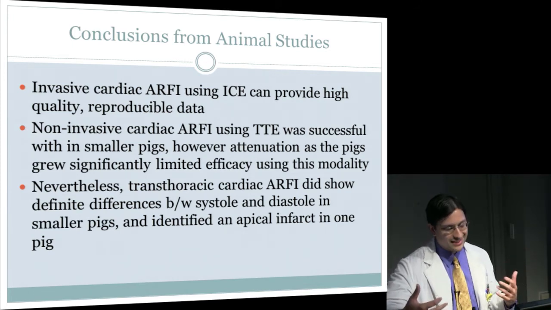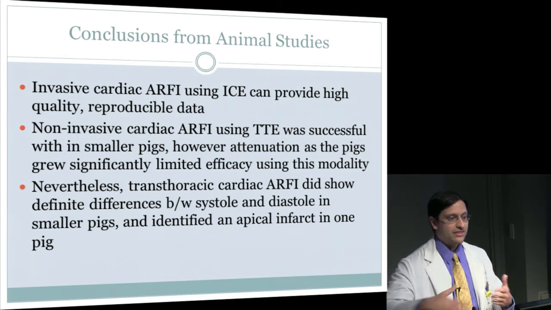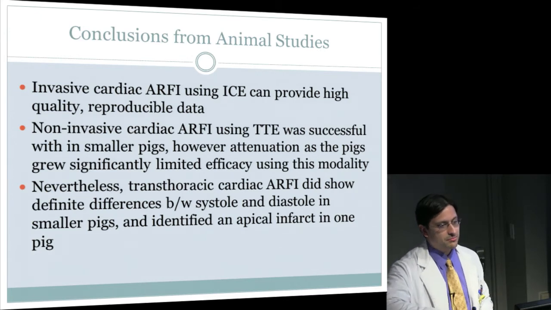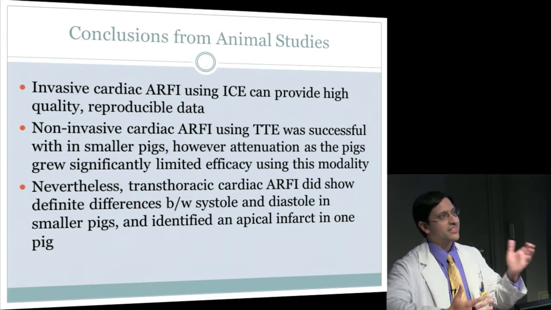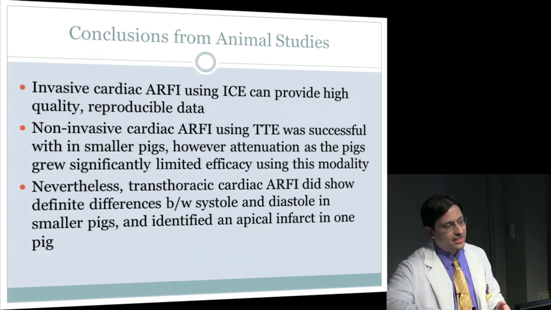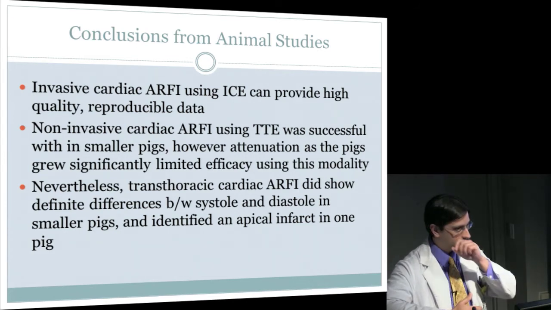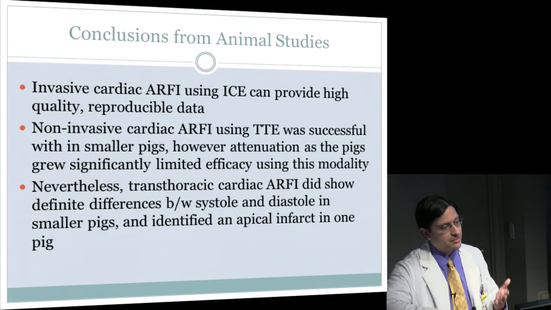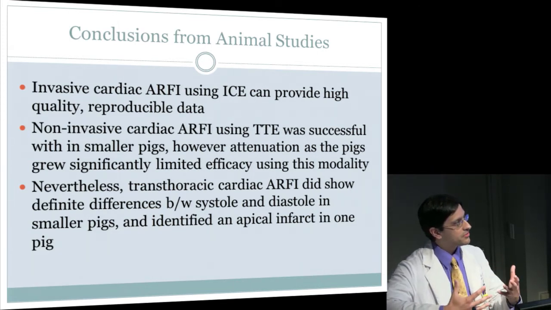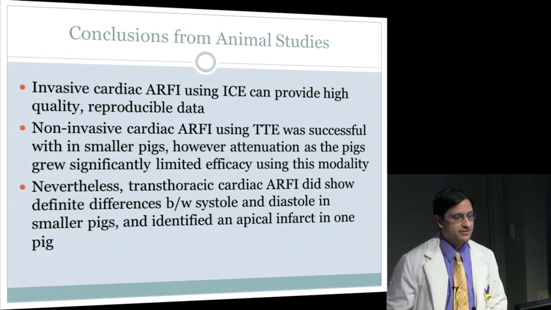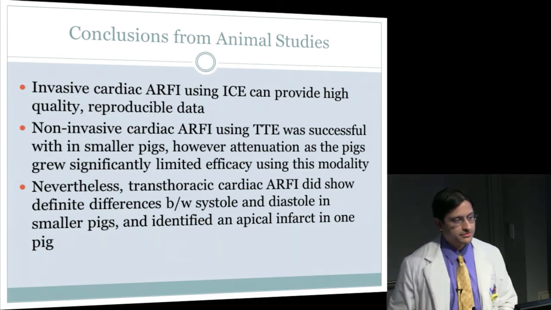As the pigs grew, and we had thicker layers of bacon form in between the probe and the heart, you'd go from kind of 3 centimeters to 6 centimeters before you get to the heart. And so at that point, between attenuation and clutter, the efficacy of our methods was limited. But I think this made us feel comfortable that at least before we made the jump to humans, our algorithms were sound and that we could actually accurately track ARFI displacements in the setting of intrinsic cardiac motion.